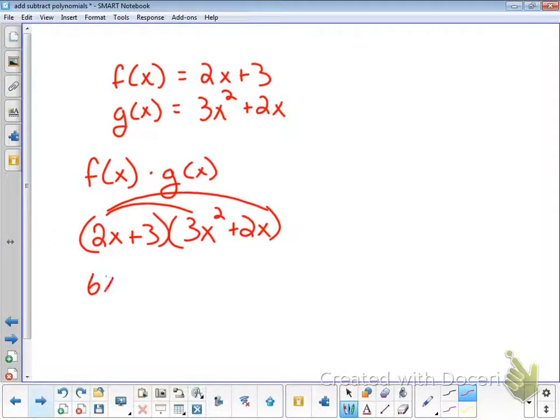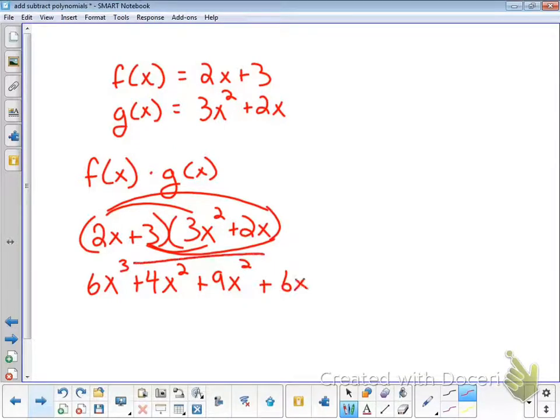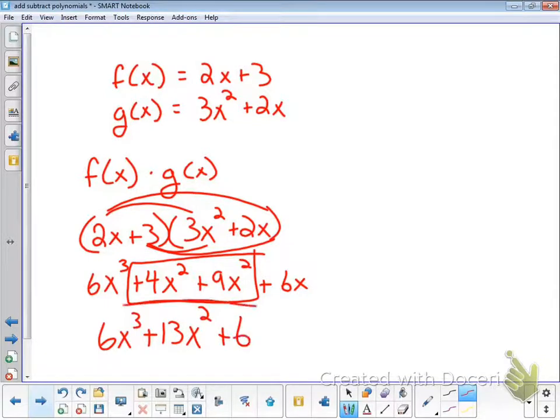I get 6x to the third plus 4x squared plus 9x squared plus 6x. I can combine these terms. I get 6x cubed plus 13x squared plus 6, and that is my final answer. Maybe we call it h of x.